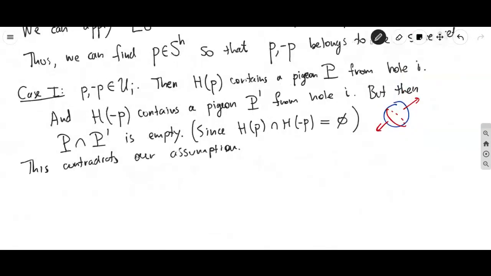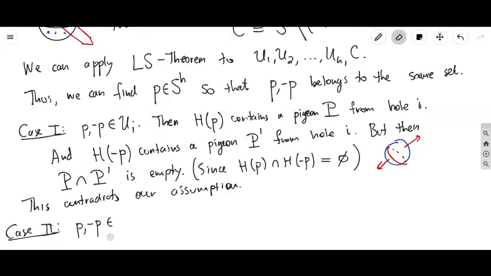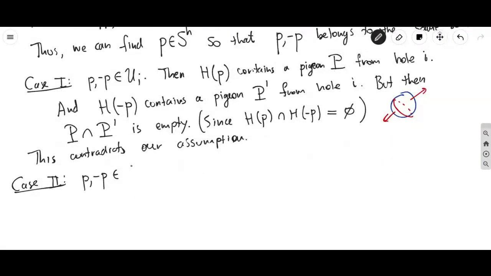So what's case two? Case two is then P and minus P belong to the other remaining set that we did not use. The other possibility is the antipodal points belong to C. And you have to recall what C was. Recall that C was just the leftover points. So that was your sphere, take away U1 to UN. So those were the leftover points.